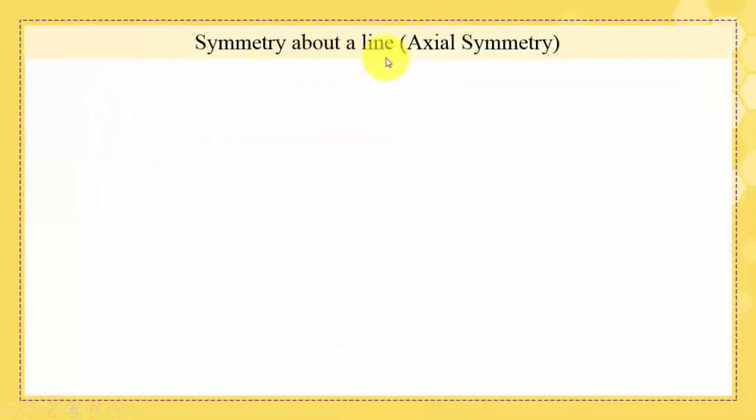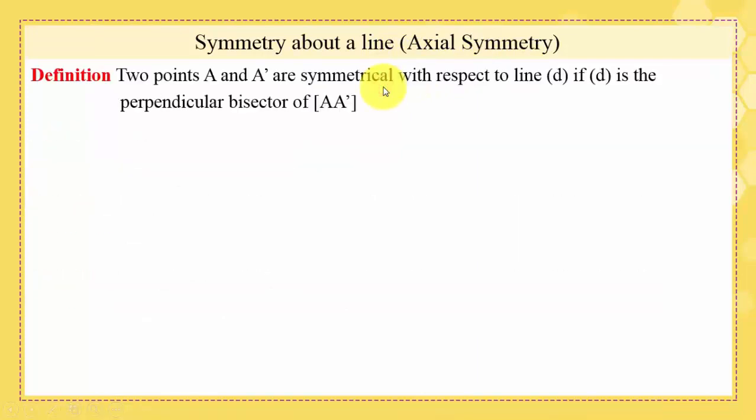Symmetry about a line, axial symmetry. Symmetry, you will imagine that there is a mirror. Definition. 2 points A and A prime are symmetrical with respect to a line D if line D is the perpendicular bisector of segment AA prime.